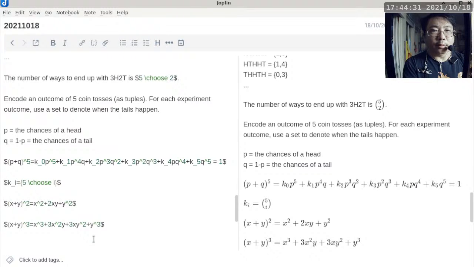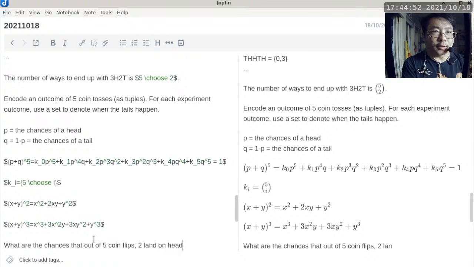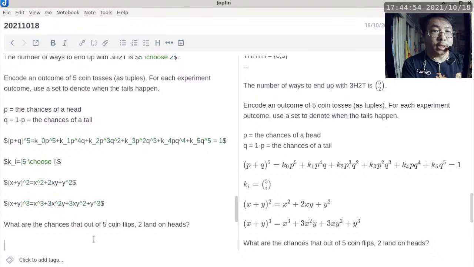Okay, so I'm gonna say, what are the chances that out of 5 coin flips, 2 land on heads? Okay, so this is the question.